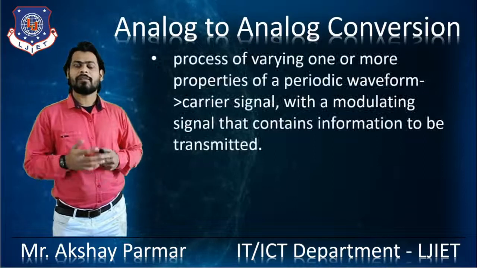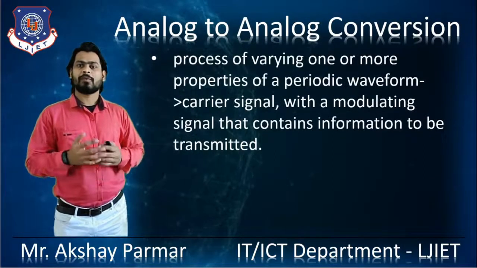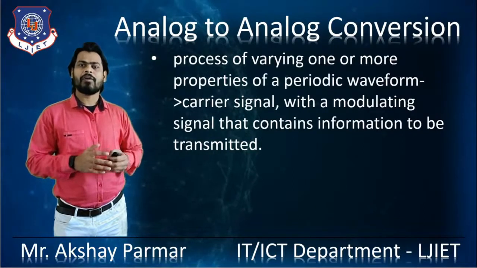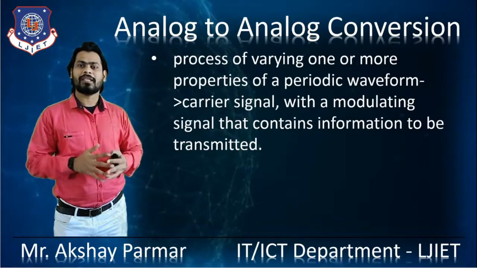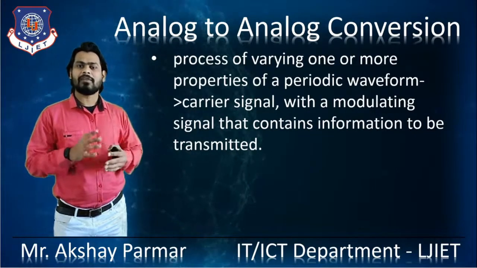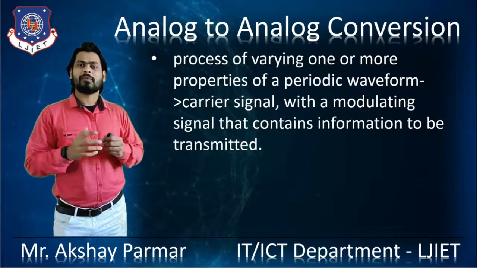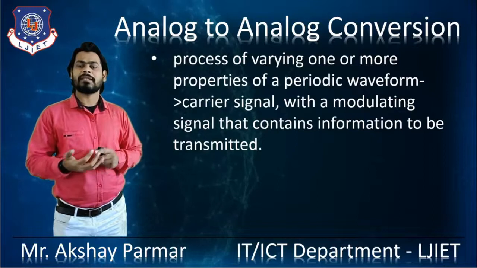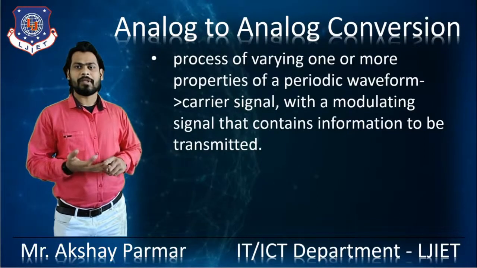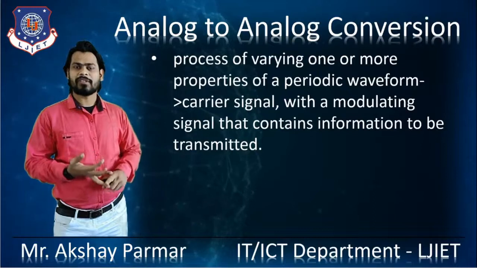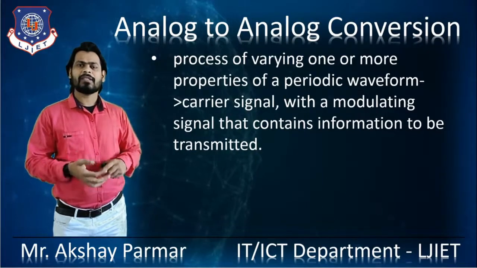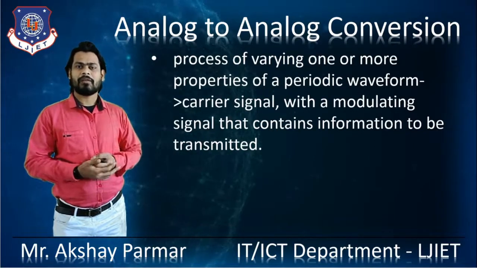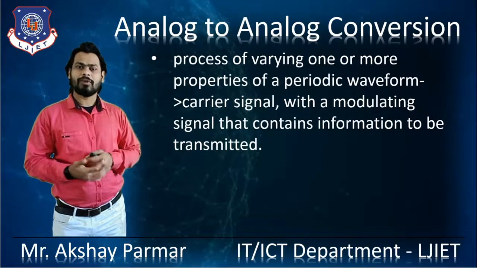So what is analog to analog conversion? It is the process of varying one or more properties of the periodic waveform, the carrier signal, with a modulating signal that contains information to be transmitted. You are changing a property such as amplitude, frequency, or phase, or changing two of them. That is called analog to analog conversion, and that is called the modulation technique.